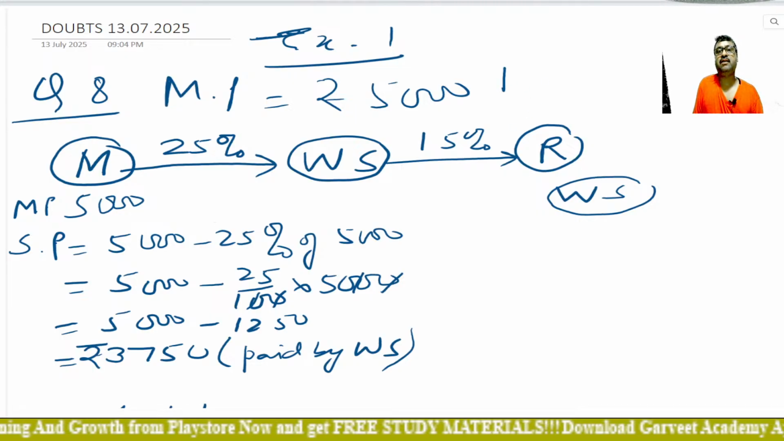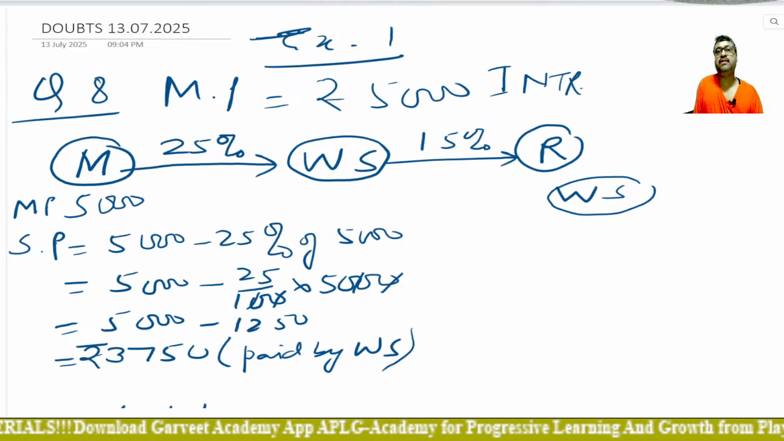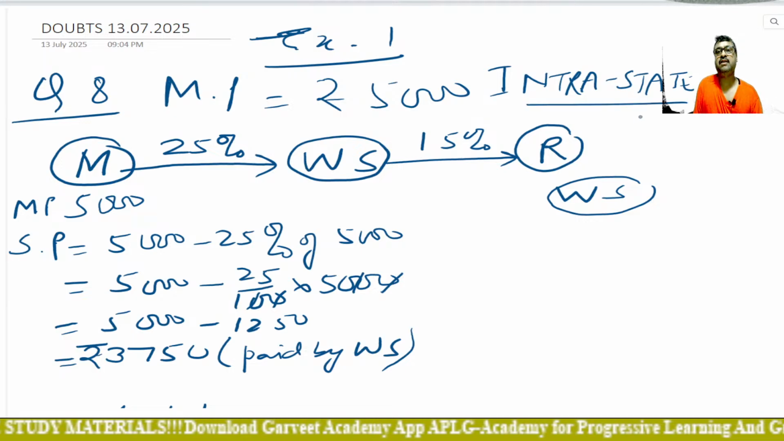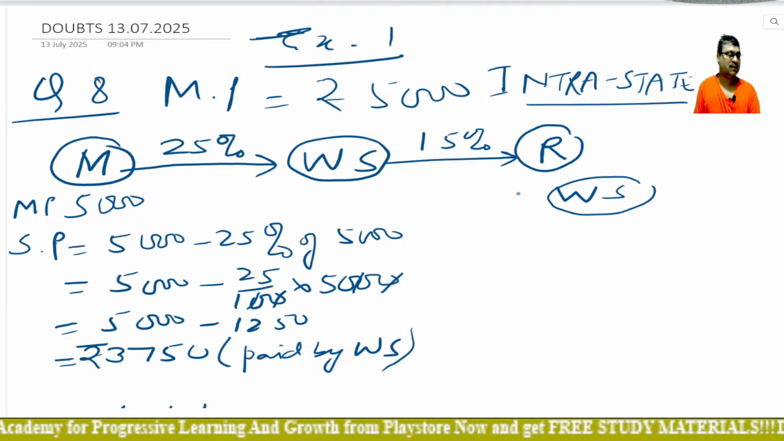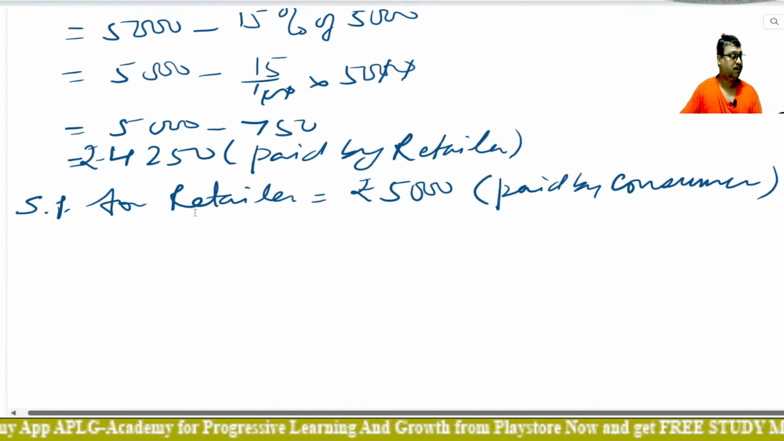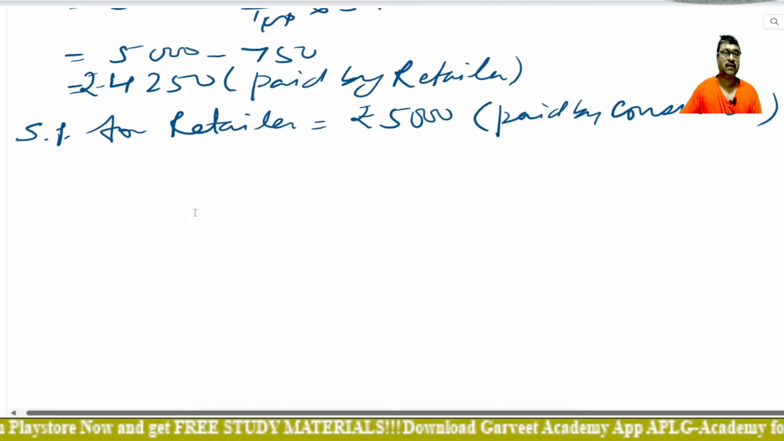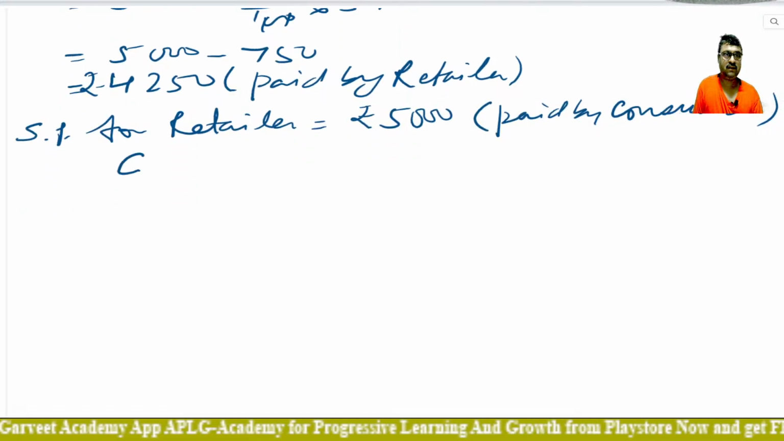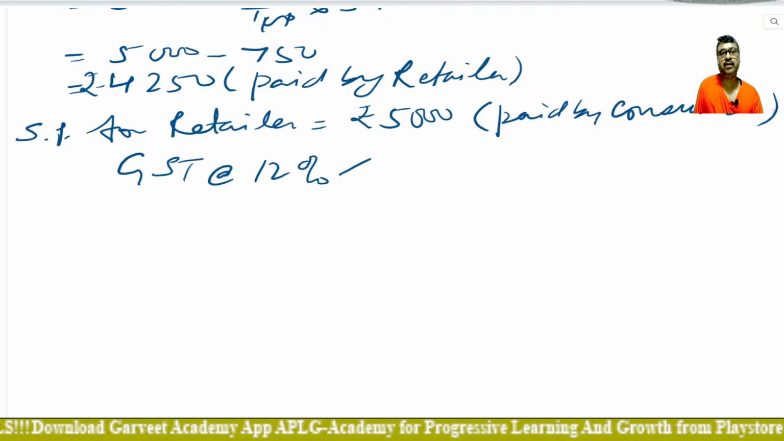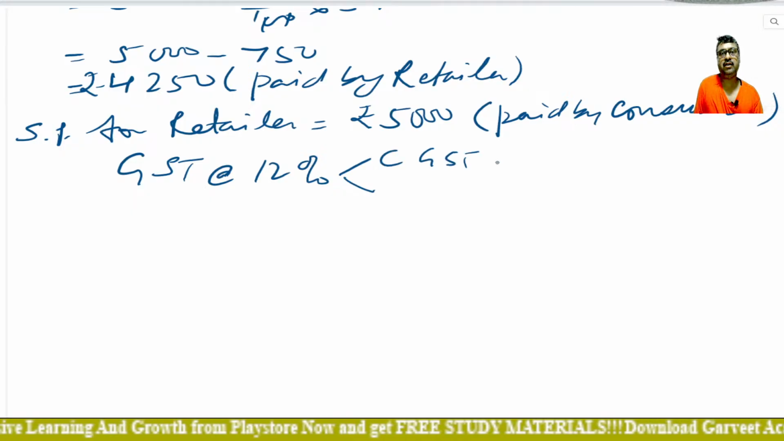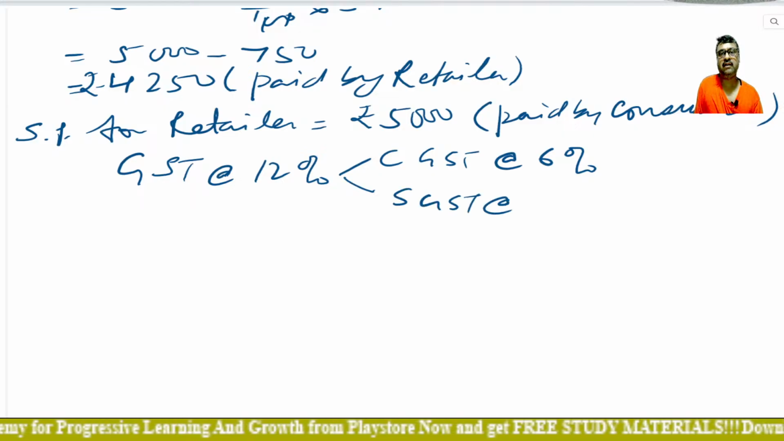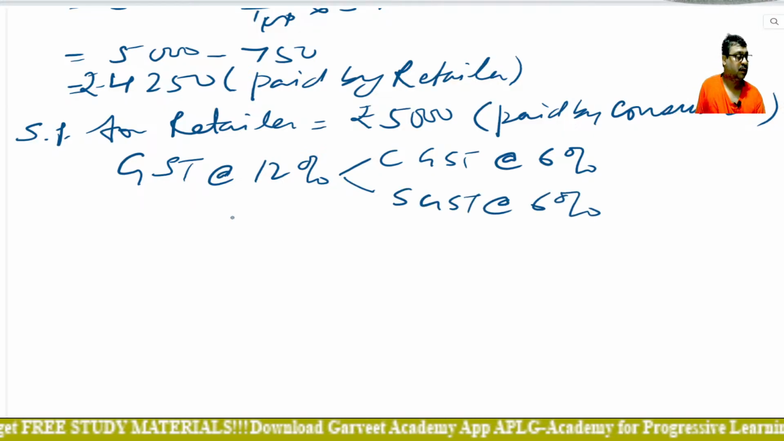In the case of an intra-state sale, it is CGST and SGST, right? Intra-state will have CGST and SGST. Same state. So the rate of GST is 12%. This will be divided into parts: CGST at 6% and SGST at 6%. Clear? Now one by one.